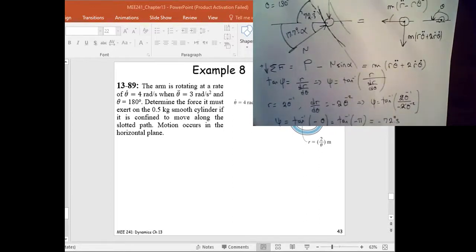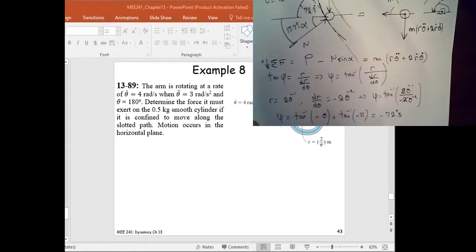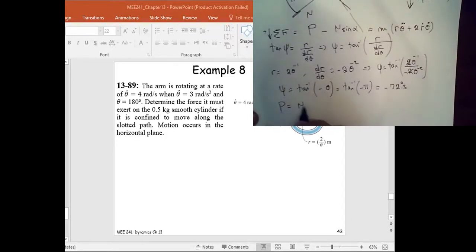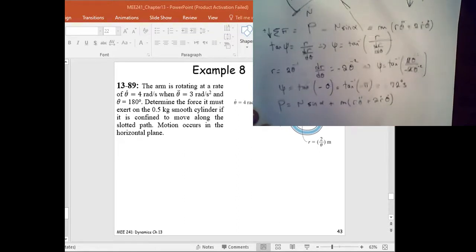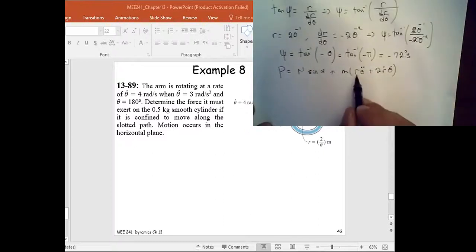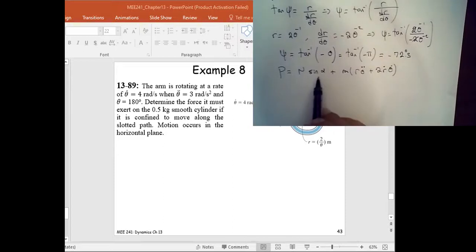Now what I still need is to calculate the rest. I need to calculate these guys. I know P is equal to N sine alpha plus m r theta double dot plus 2 r prime theta prime. So what is r? Well, I know r, and I know theta double dot. All of these are basically provided to us. We still need to actually solve for n. How can I find n?